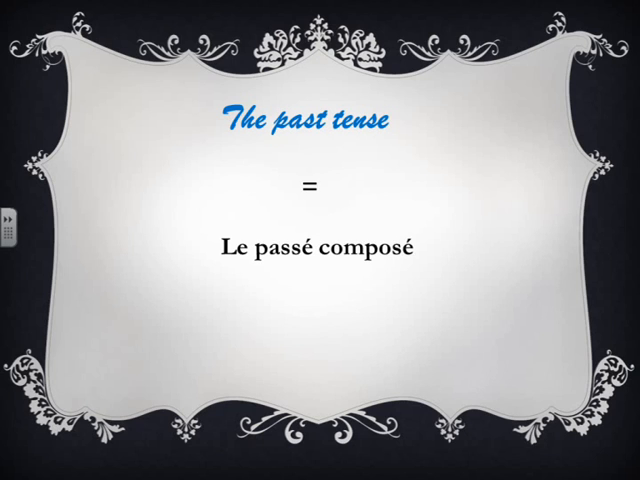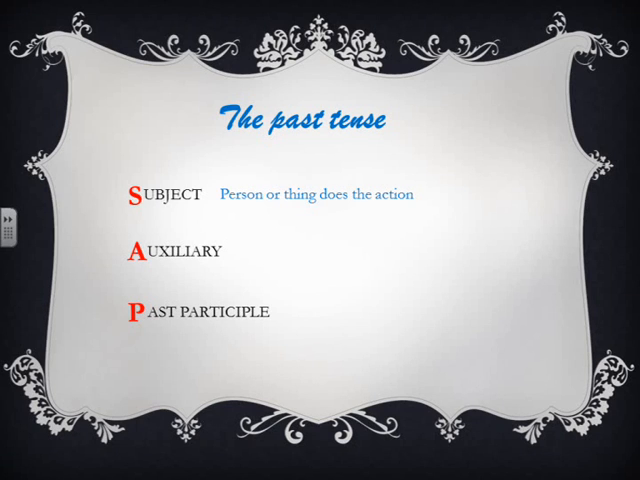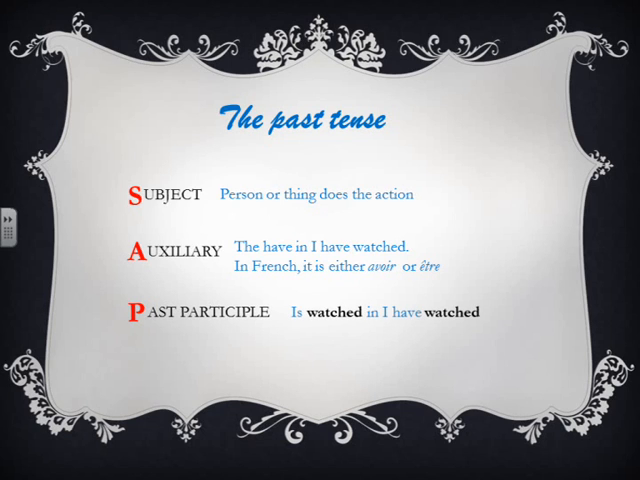Now, why is it called le passé composé? It's only because it is composed or made of two things. We've got first what is called SAP. S being the subject, A the auxiliary, and P the past participle. So the subject is a person or thing who does the action. A for the auxiliary, in French there are two types of auxiliaries, either avoir or être. When do we use each? We will see that in a minute. And the past participle is in I have watched. Watched is the past participle.